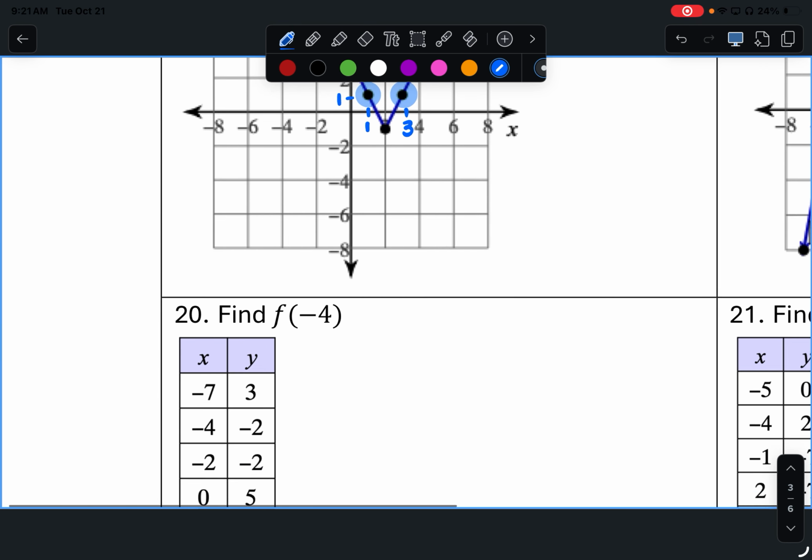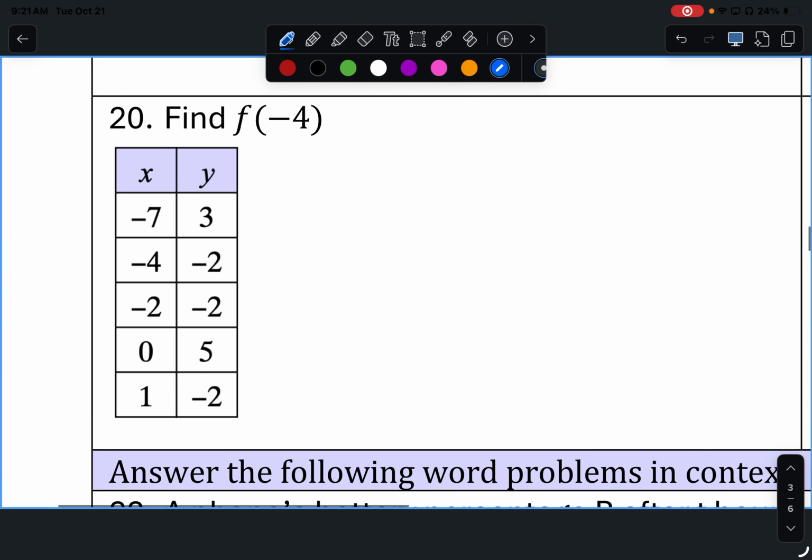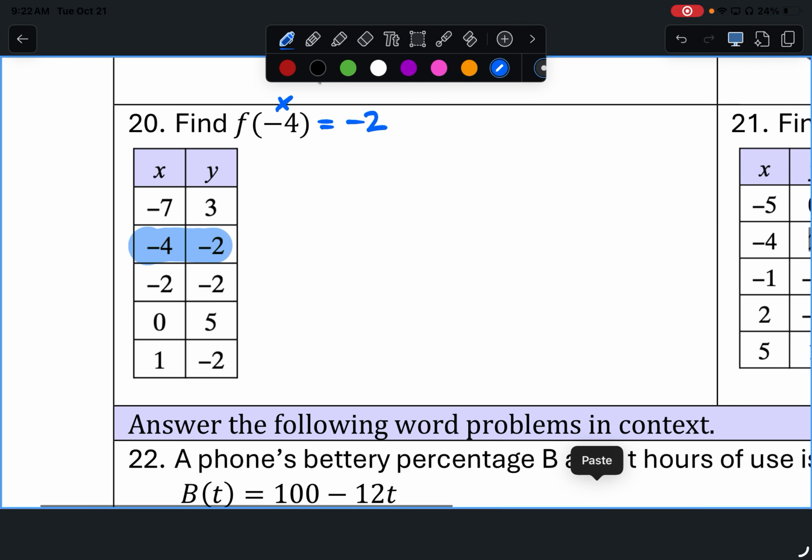All right, then 20 asks us to evaluate from a table. Okay, so it gives us x or y. X. So when x is -4, y is -2. Pretty much for the entire first half of the test, we're not doing a lot of calculations. We're doing calculations for a part of the evaluate. For the most part, we're just looking at a graph saying, is it a function and where the point's at, right? Not too bad.